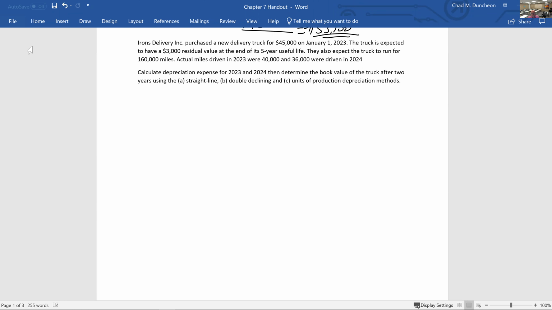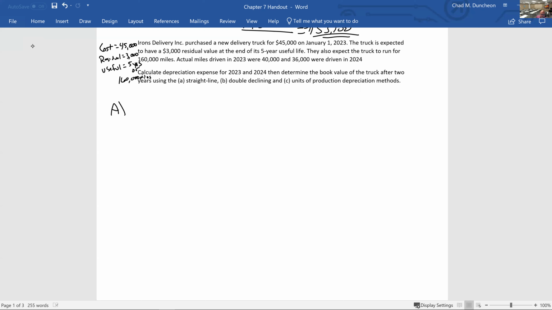Right, Irons Delivery Incorporated purchased a new truck for $45,000. The truck is expected to have a $3,000 residual value, a 5-year useful life, or they also expect 160,000 miles on the truck, and given what it was driven. Okay, so depreciation. The three things we need: cost equals 45,000, residual equals 3,000, its useful life is 5 years or 160,000 miles. So now we've put out all the information we need from this question.